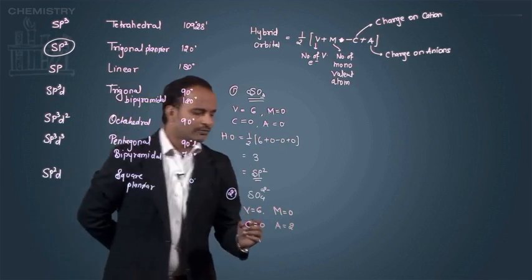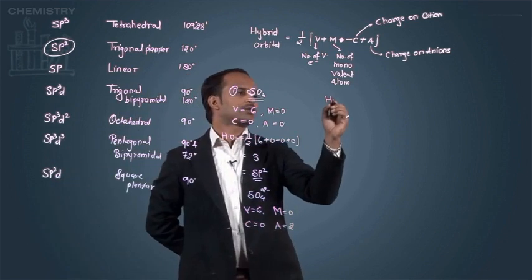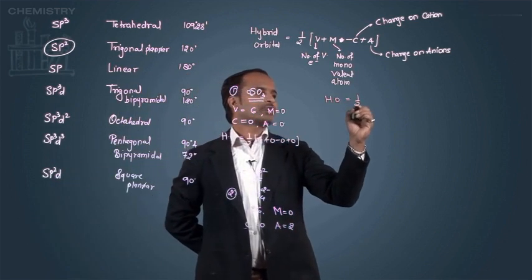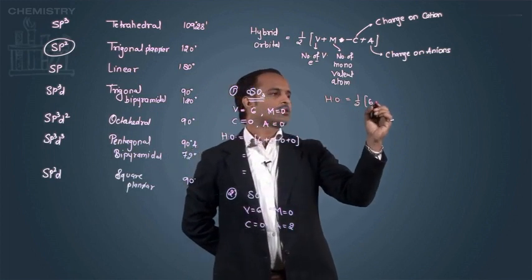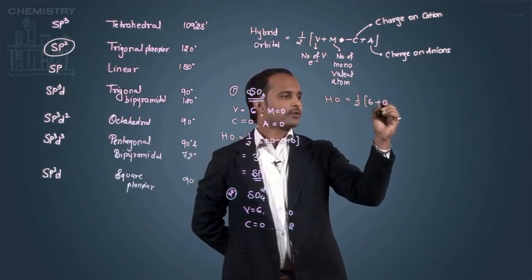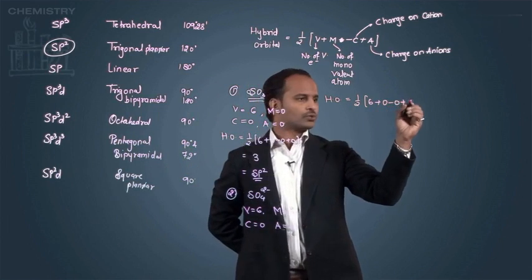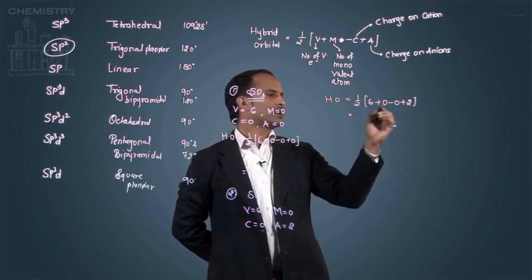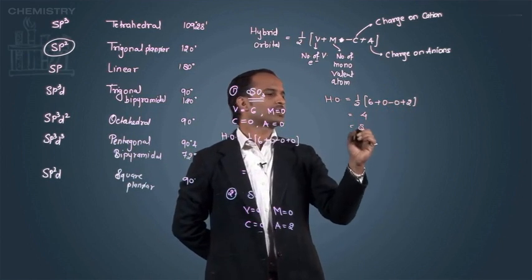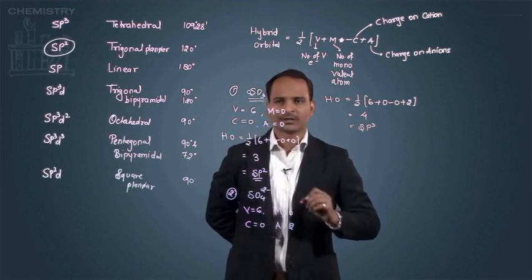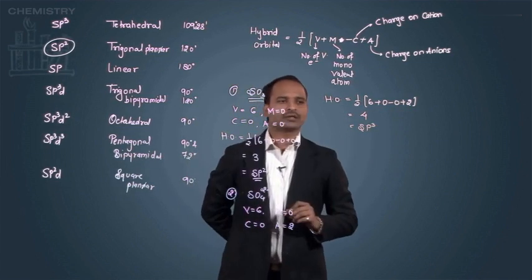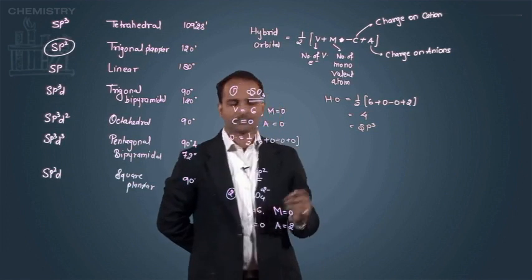So here I can write the formula for the number of hybrid orbitals is equal to half of V, which is 6, plus M 0, minus 0, and then plus 2. So it is 8 by 2, that is 4, and if it is 4 then it undergoes sp3 hybridization. So the sulfate ion undergoes sp3 hybridization.